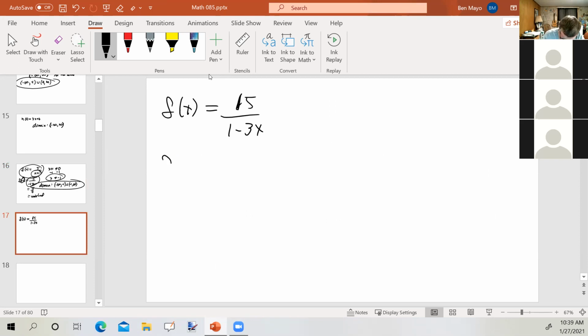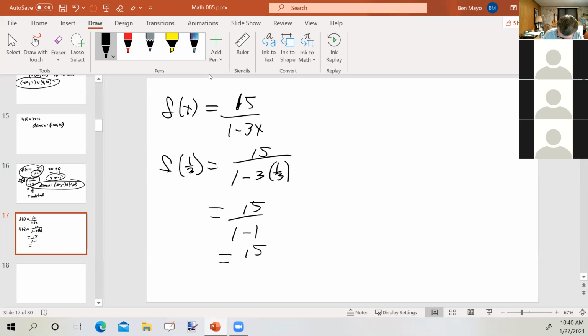Okay. What about f of 1/3? That would be 15 over 1 minus 3 times 1/3, which would be 15 over 1 minus 1, which would be 15 over 0, which is undefined. So the domain does not include 1/3. X does not equal 1/3, because when x is 1/3, we're dividing by 0.